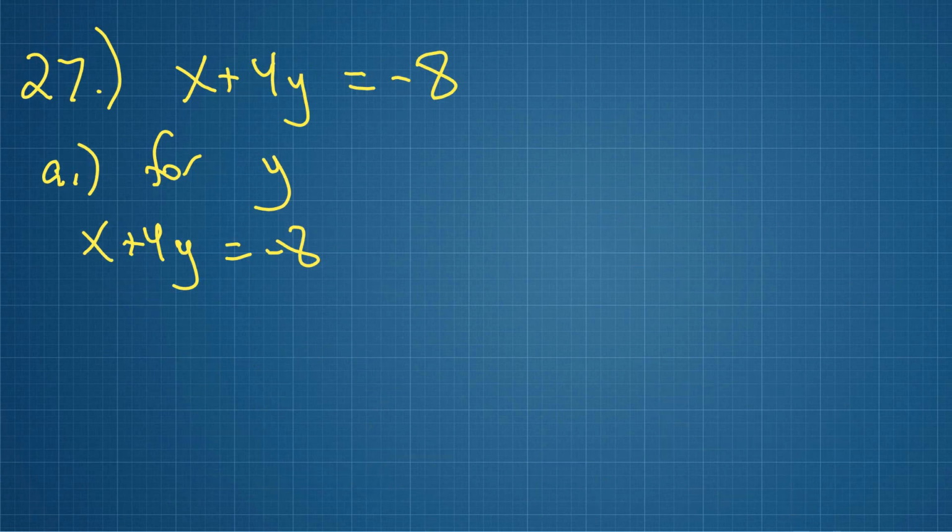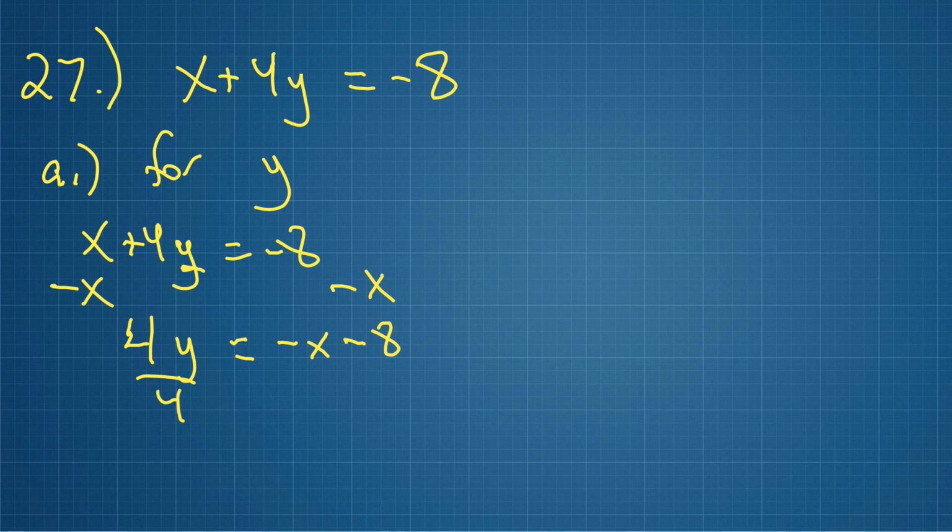Alright, so I have x plus 4y equals negative 8. In part A, I'm solving for y. So I only care about the y, so I get rid of x to start. You're allowed to do that because you don't care about x. It's not one of your variables you care about. There's only one variable you care about, so you use PEMDAS backwards. So I have minus x minus 8.